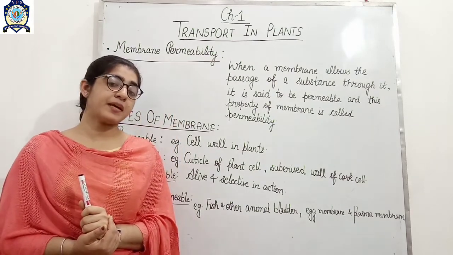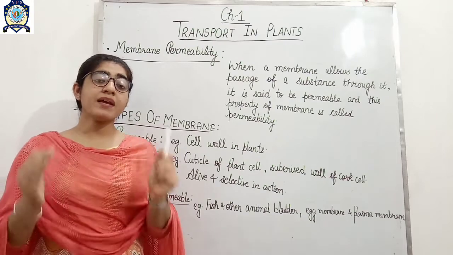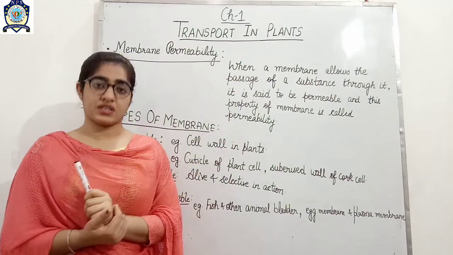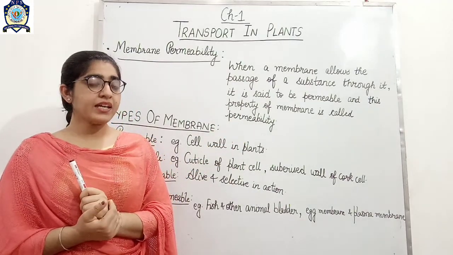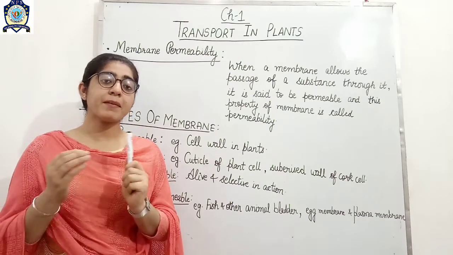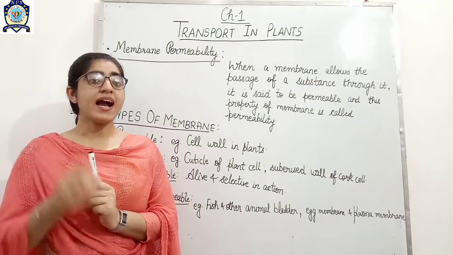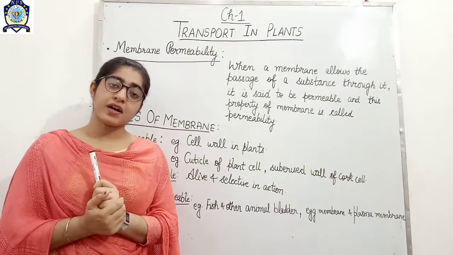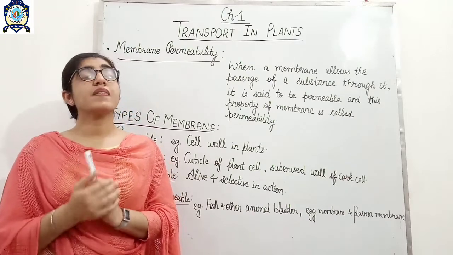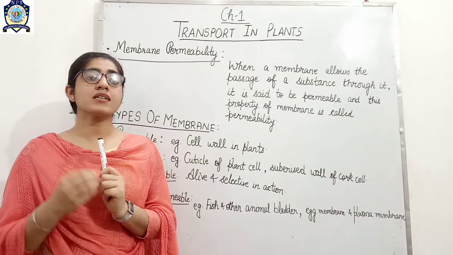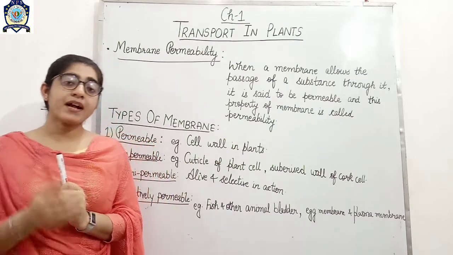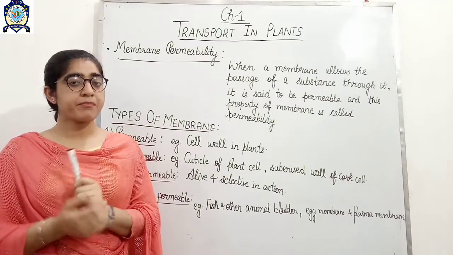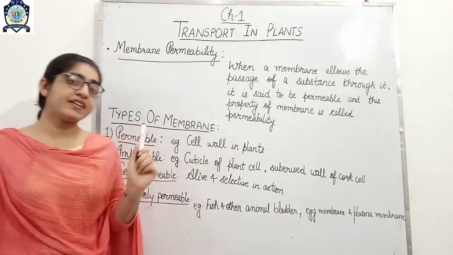Membrane permeability is when a membrane allows substances to pass through it. That property of a membrane is called membrane permeability, and a membrane is said to be permeable if it allows substances to pass through it. Next, depending upon the chemical nature and the nature of the solute, membranes are of different types.